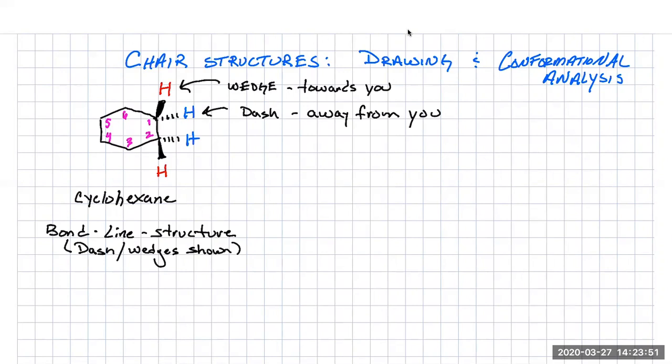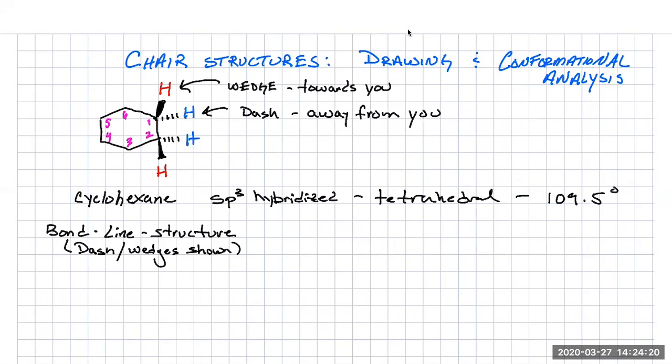But we know that the carbons around the ring are sp3 hybridized. And so that means they're tetrahedral. And they want to have 109.5 degree bond angles if completely optimized. So this projection doesn't really show the true shape of cyclohexane.